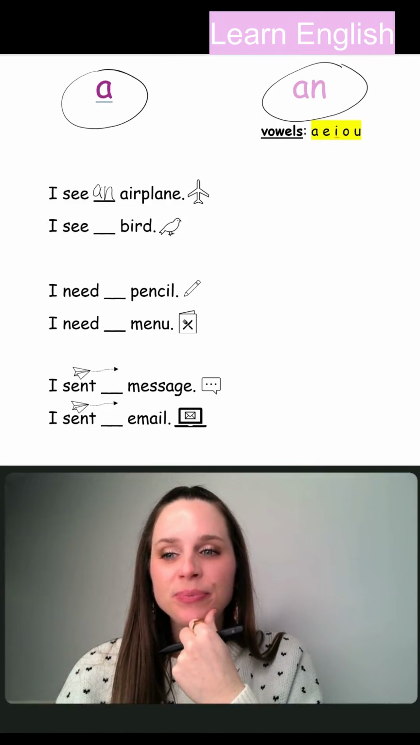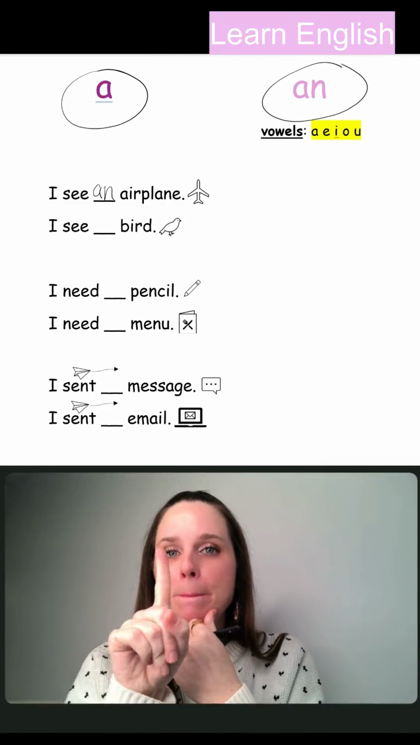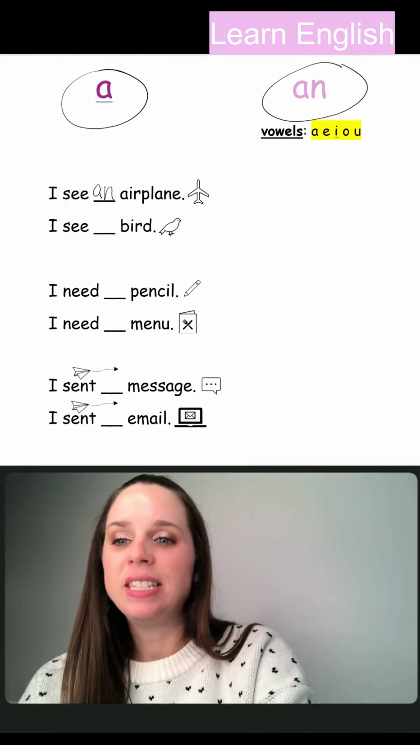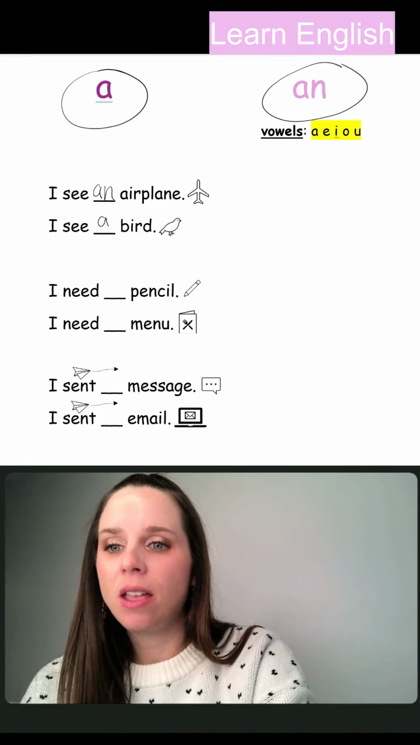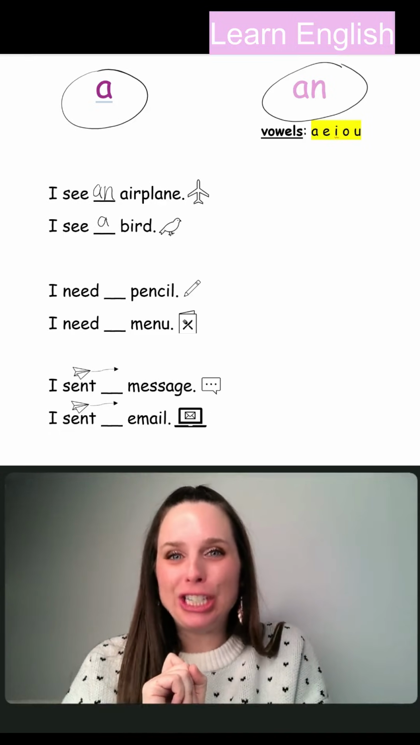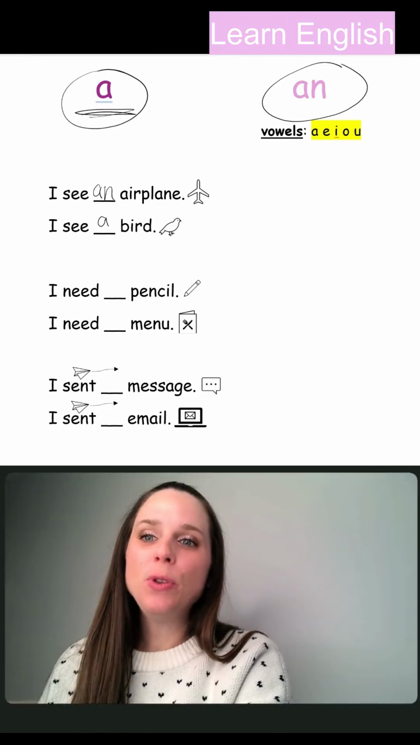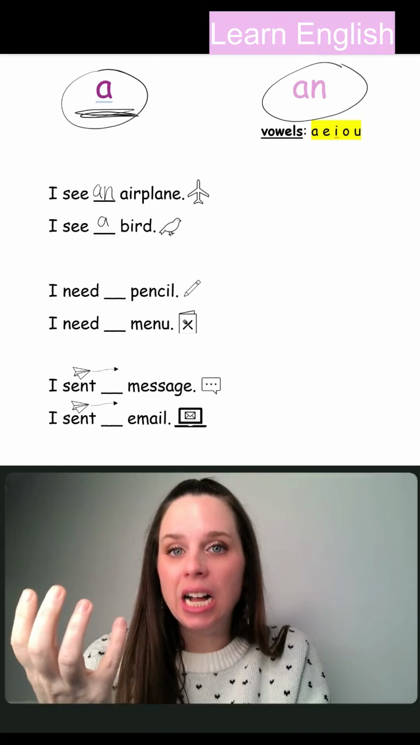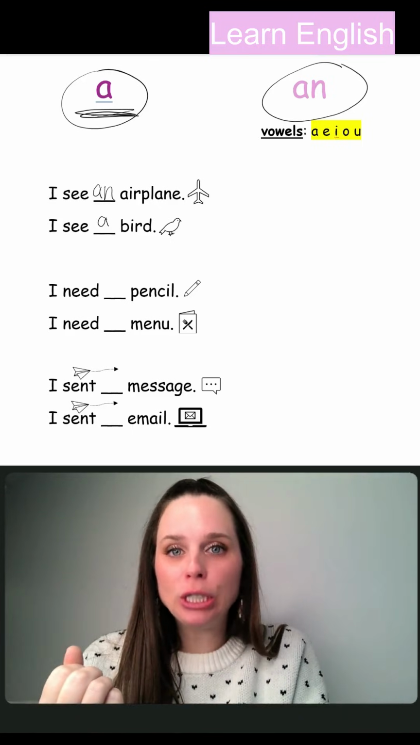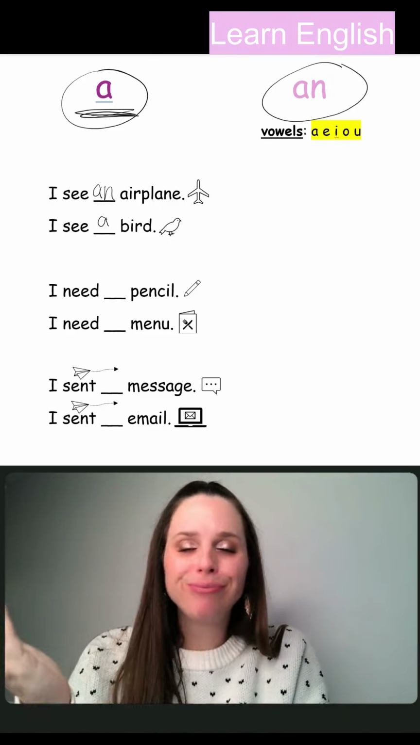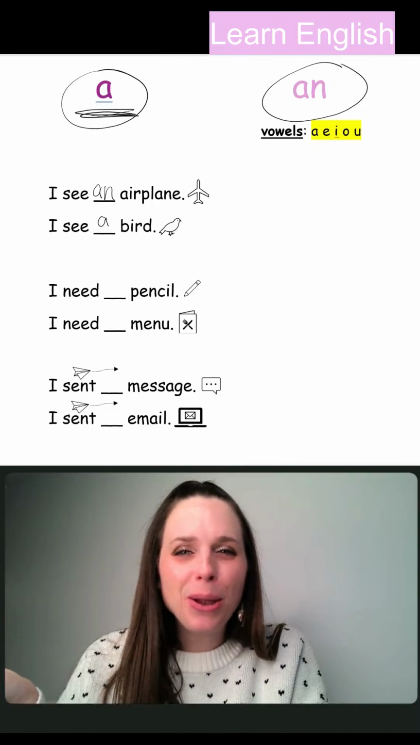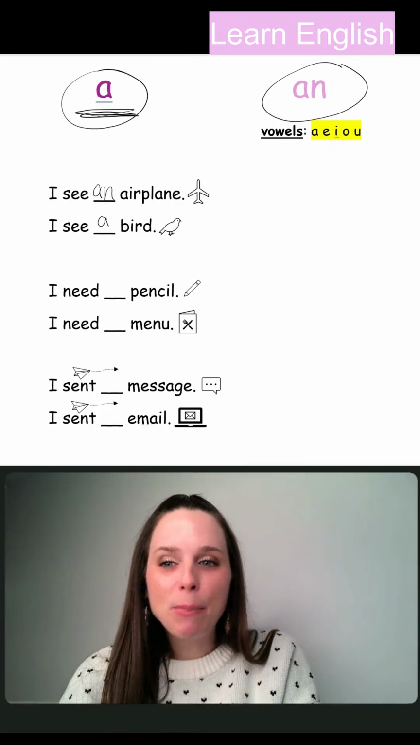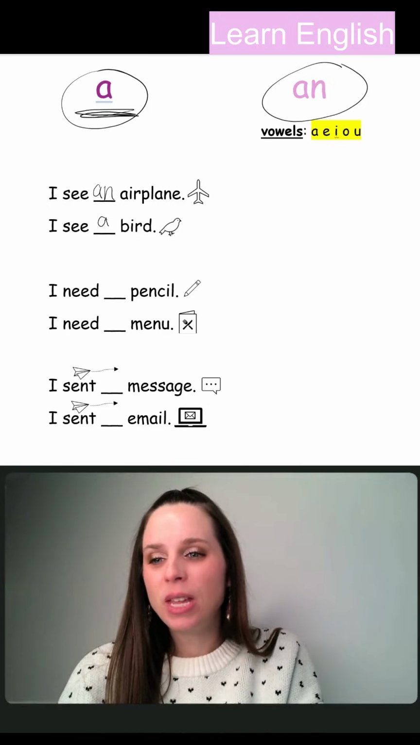The next one, I see bird. I see a bird. Yeah, you can pronounce it a or a. A bird, a bird. Tomato, tomato, same, same. It's okay. A bird, a bird. Good.